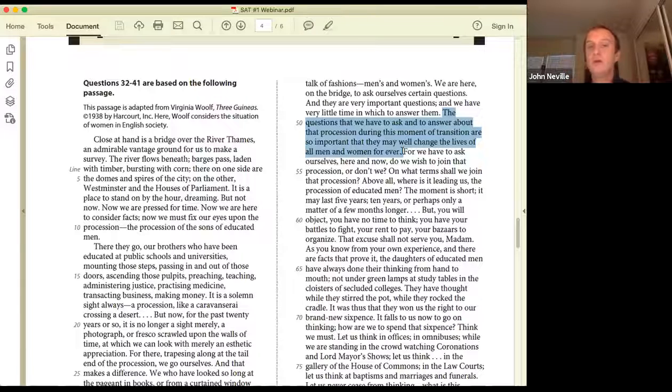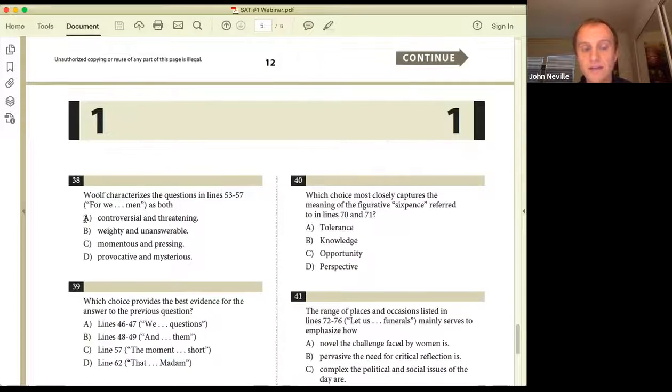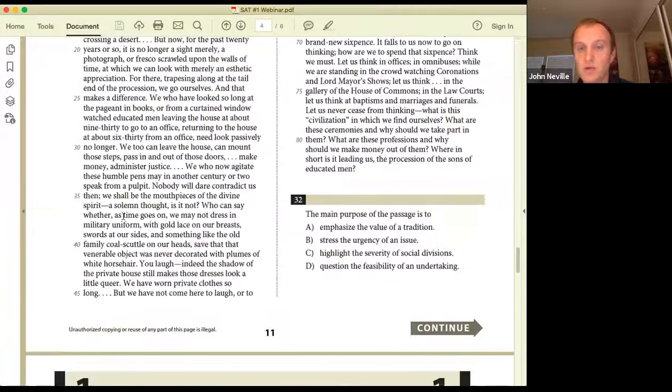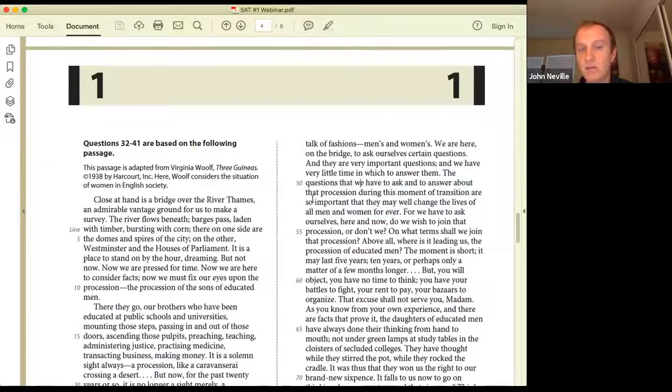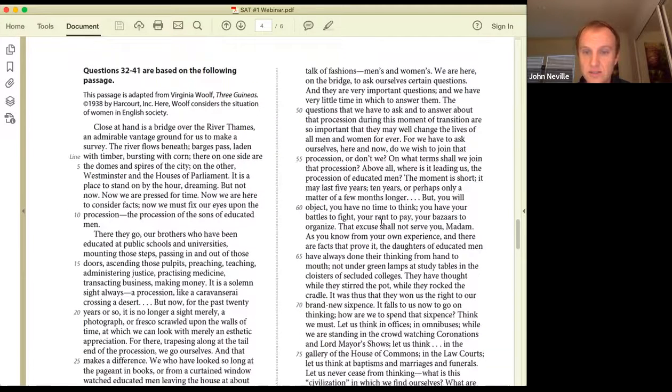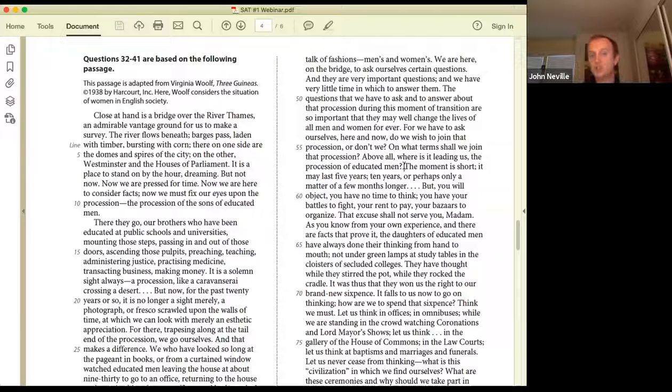If you can remember, the answers all had 2 adjectives in them, right? So if you were going to come up with one adjective, it would probably be important. That's what this sentence is telling you, that these questions are important. And then you look at the sentence after. The moment is short. It may last 5 years, 10 years, or perhaps only a matter of a few months longer. Okay, so this is giving you another potential adjective. What adjective would you say this is giving you? I would say urgent. So these questions appear to be important and they appear to be urgent.